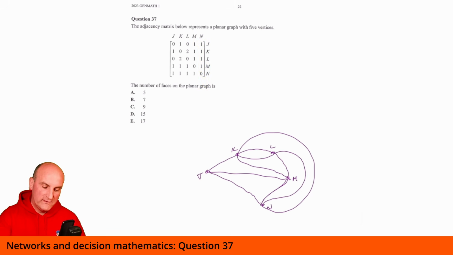So let's just check how many faces I've got now, and we'll do that in a different color. The faces are anything that's enclosed. 1, 2, 3, 4, 5, 6, and include the outside one, which would be 7. Let's just check that. 1, 2, 3, 4, 5, 6, and 7. I'm going to go with B as my correct answer there, as 7.